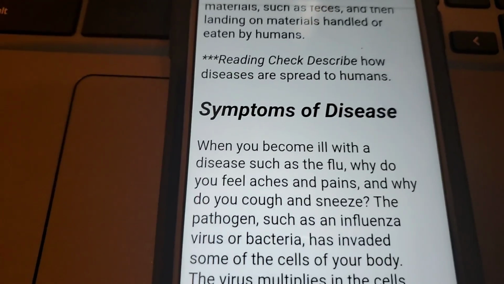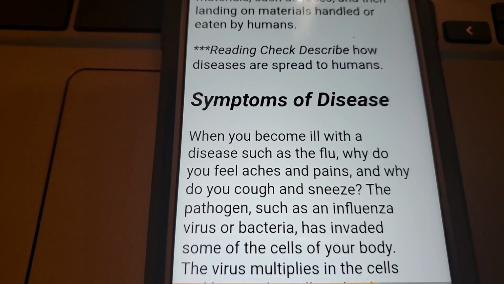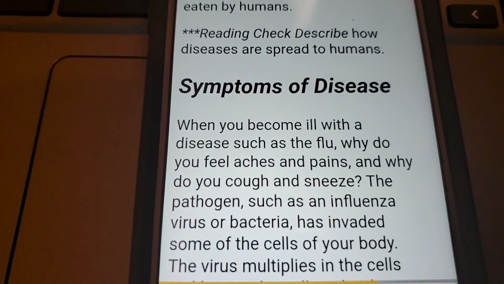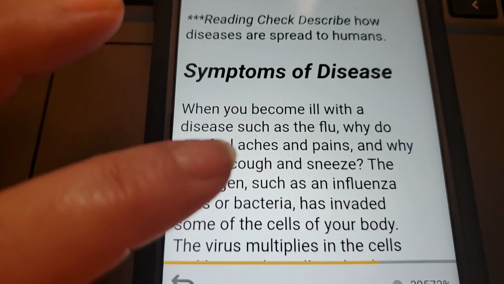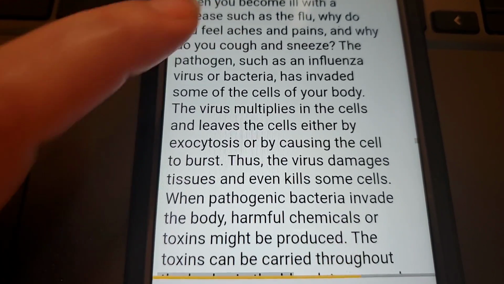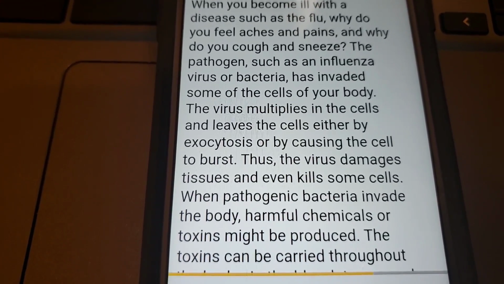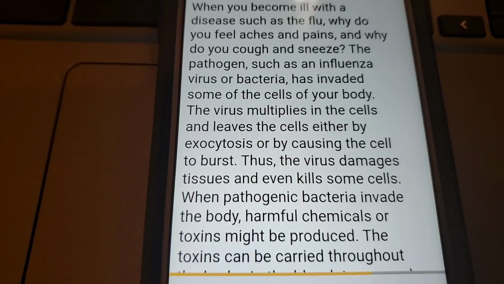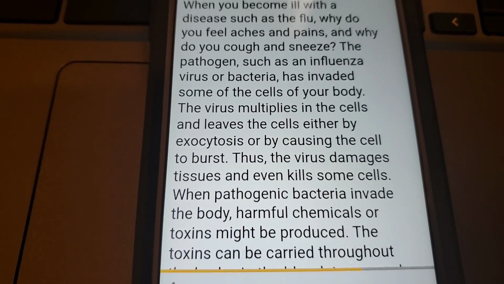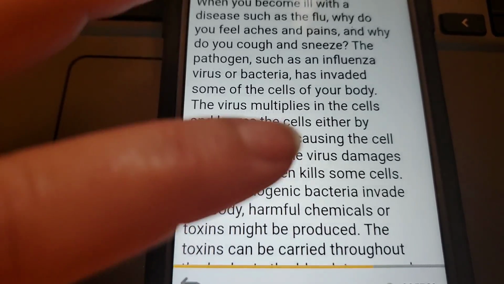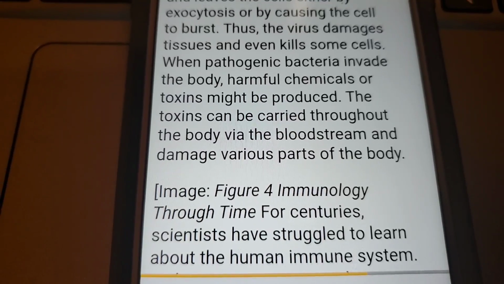Symptoms of disease. When you become ill with a disease such as the flu, why do you feel aches and pains, and why do you cough and sneeze? The pathogen, such as an influenza virus or bacteria, has invaded some of the cells of your body. The virus multiplies in the cells and leaves the cell either by exocytosis or by causing the cell to burst. Thus, the virus damages tissue and even kills some cells. When pathogenic bacteria invade the body, harmful chemicals or toxins might be produced. The toxins can be carried throughout the body via the bloodstream and damage various parts of the body.